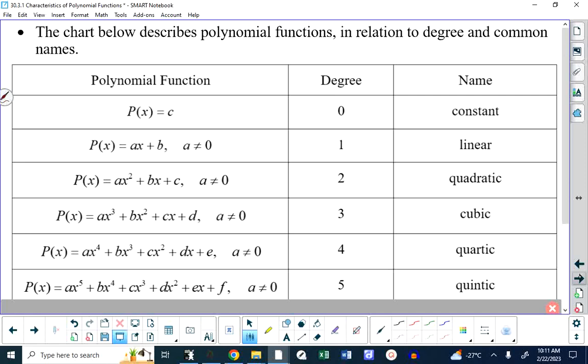I would say it's probably a good idea to know that quartic is 4 and quintic is 5, only because you might see those words on an exam, and I don't want you to be confused by them. This goes on and on and on. I don't know what the name is for degree 6. I've never bothered to look. That's how unimportant it is. I want to say hexic, but that doesn't sound right.